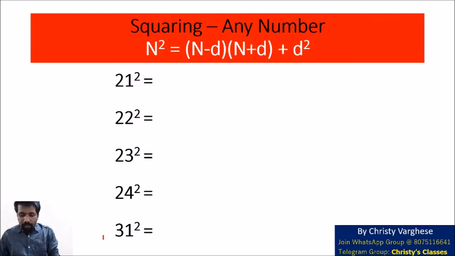And why is this method needed? Because if you do it with the traditional method of squaring, that is multiplying numbers, that will take too much time in competitive exams. That is why we need this method of squaring. So I will start explaining with 21 square.